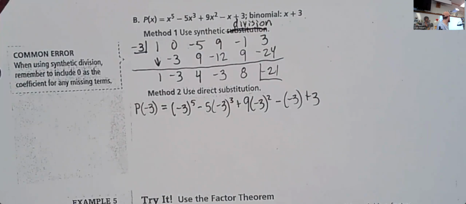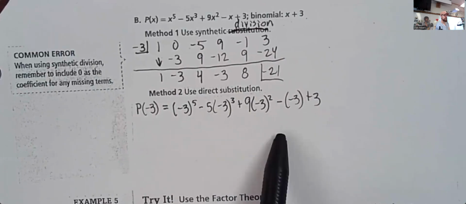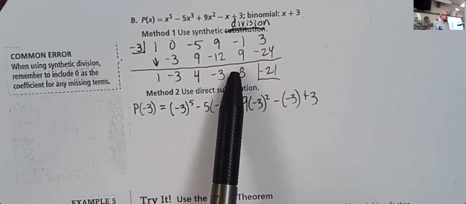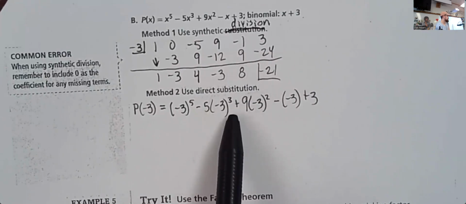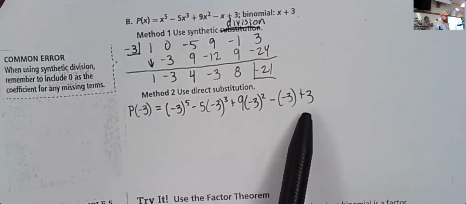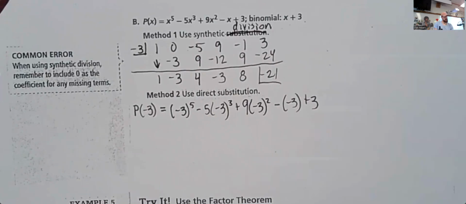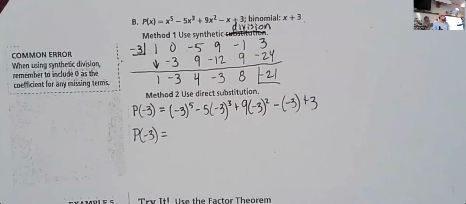So here's synthetic division. Did anybody use direct substitution? Anybody plug in -3 to the polynomial? Or did everybody go synthetic division? Either way, it's fine. But if you use direct substitution, what number did you get? Choose your method.